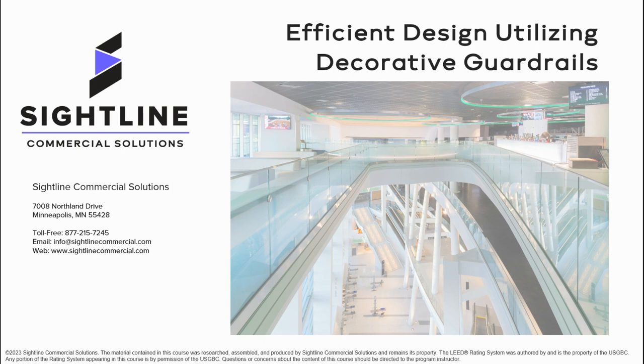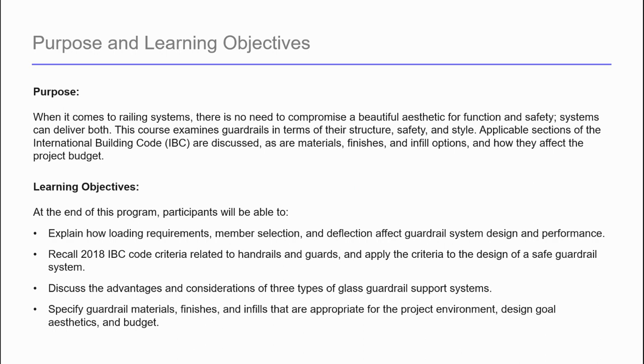With all this in mind, let's begin our journey together, starting with defining the purpose and learning objectives of this course. The purpose is ultimately to help you examine guardrails in terms of their structure, safety, and style while addressing specific IBC codes, materials, finishes, and infill options. All these items are critical to your design, and many of your choices will affect project budgets. As we work our way through this material, we hope that the end result will give you a foundation to begin the design process incorporating guardrails into your projects.